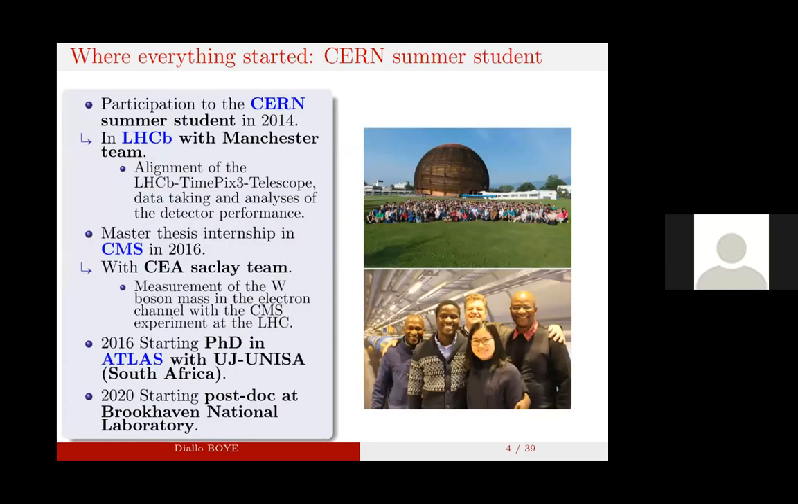After this master's degree, I was selected to participate in the CERN summer student programme in 2014, where I was working in LHCb with the Manchester team, especially focusing on the alignment of the LHCb timepix telescope. I also participated in the data taking and in the analysis of the detector performance. Then I started a master's thesis internship in CMS with the CEA team in Saclay, where I was involved in the measurement of the W boson mass in the electron channel.